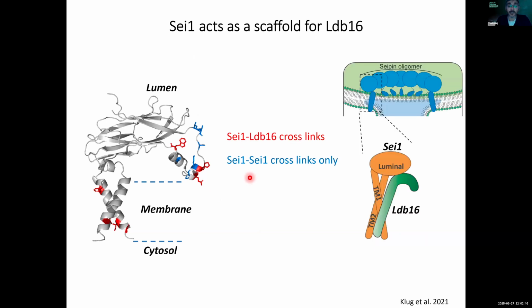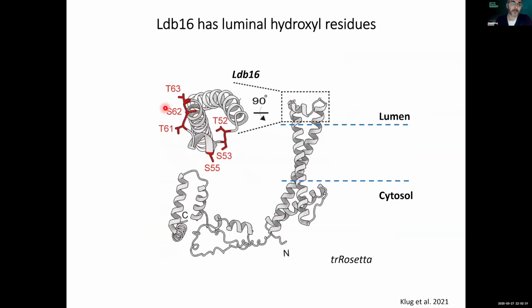And we could actually place LDB16 at the center of the sapien ring. So that was great. We now know where LDB16 is sitting, but what's actually going on here? How is LDB16 functioning? If you remember the human sapien with its hydroxyl serines, LDB16 is really packed with hydroxylated residues. This is a TR Rosetta model, so we don't have a structure of LDB16, but in the proposed luminal region, we really have a lot of hydroxyl residues.